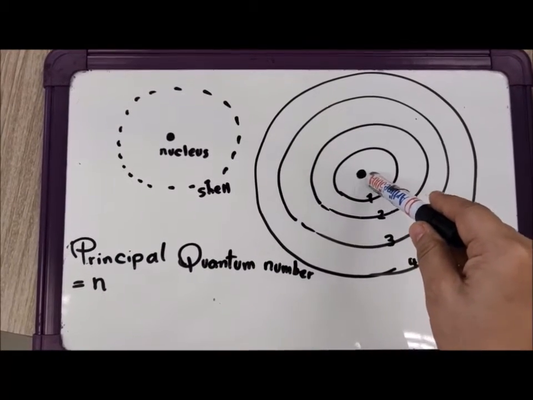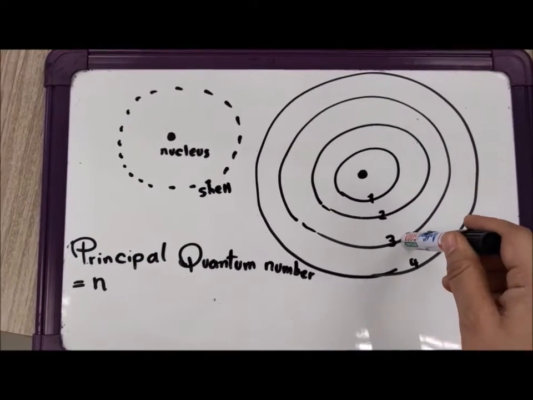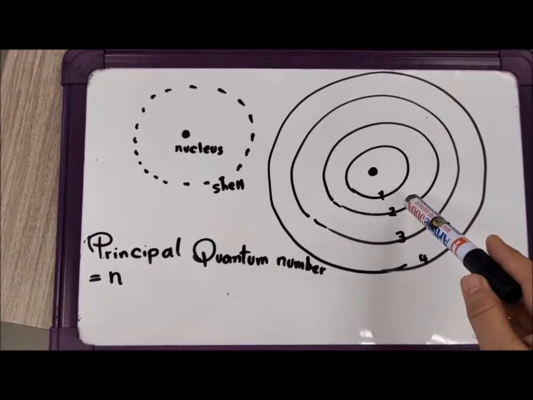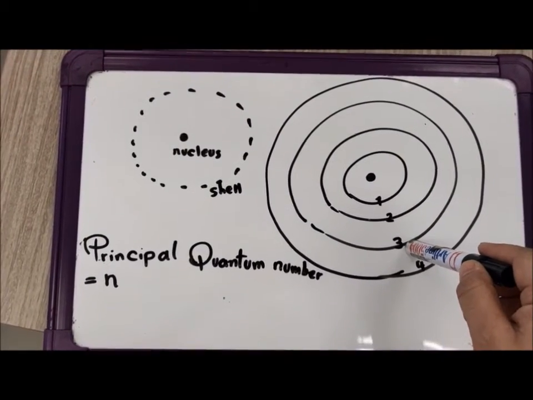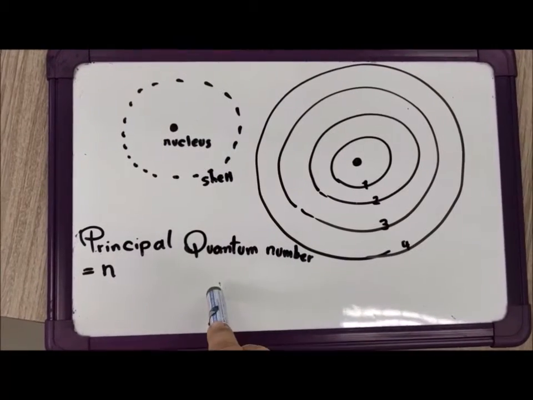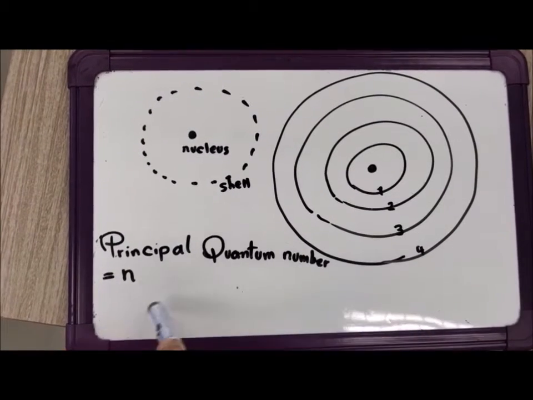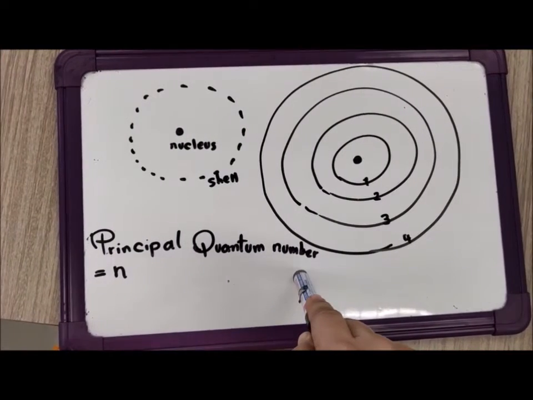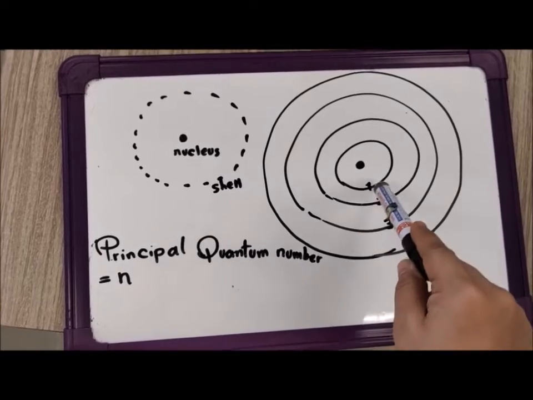The closest one to the nucleus is shell 1, then the second shell, the third shell, the fourth shell, and so on. Now instead of using shell 1, shell 2 and shell 3, we can use the principal quantum number. We don't write out principal quantum number; instead we put a symbol, n. So n shows the principal quantum number of the atom, and each principal quantum number equals the shell number.